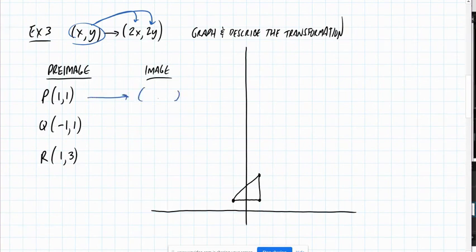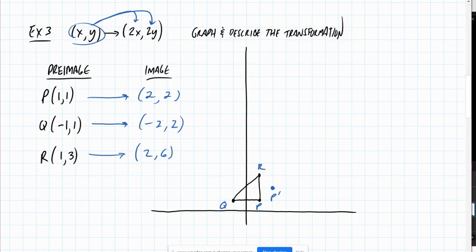So if we double the x coordinates and the y coordinates, this point P becomes 2, 2, and Q becomes negative 2, 2, and R becomes 2, 6. So if we plot those points, 2, 2, so this was originally P, Q, R, and now we get P prime. Q prime is going to be at negative 2, 2. So here's Q prime. And then R prime is 2, 6.